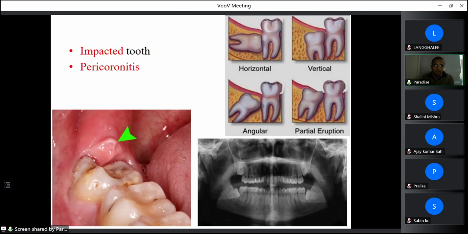And there is impacted tooth. There are many complications associated with an impacted tooth. It may lead to recurrent pericoronitis. It may lead to caries of the adjacent tooth. So you have to extract the impacted tooth as well.